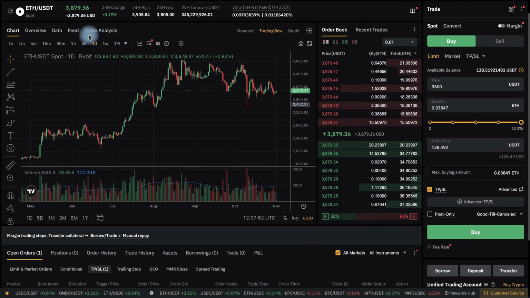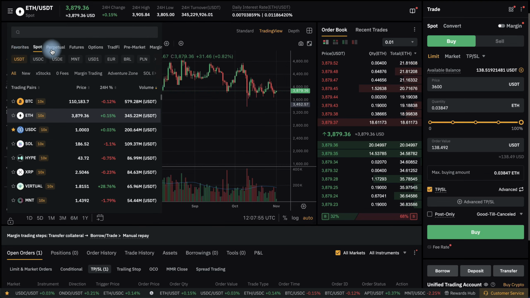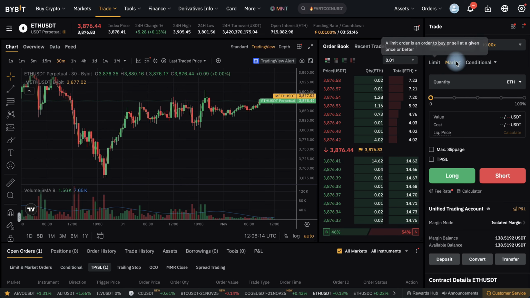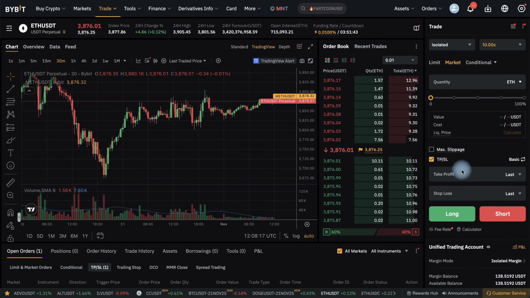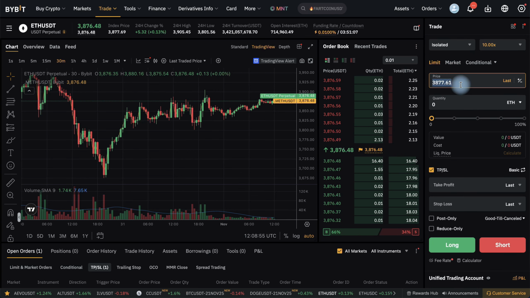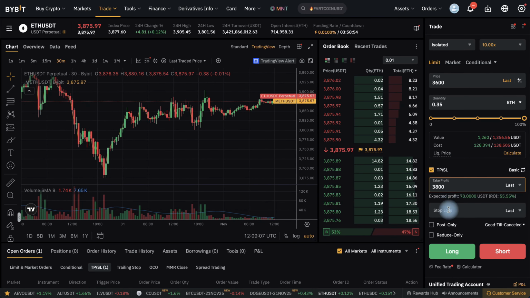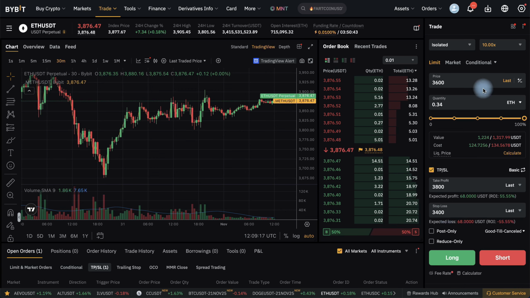Now the futures trading. We can switch to perpetual and open the ETH chart. The process is the same. You can open either a market or limit order and set take profit and stop loss at once. For instance, a limit buy at 3600 with 100% position size, take profit at 3800 and stop loss at 3400. Since I am using 10x leverage, profit and losses will be magnified. A $200 move up would yield about 55% or $68. A similar move down would result in minus 55%.